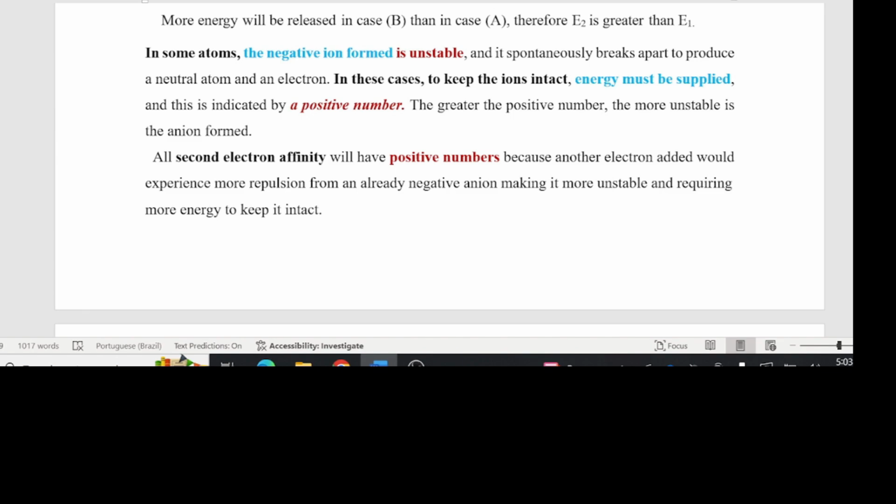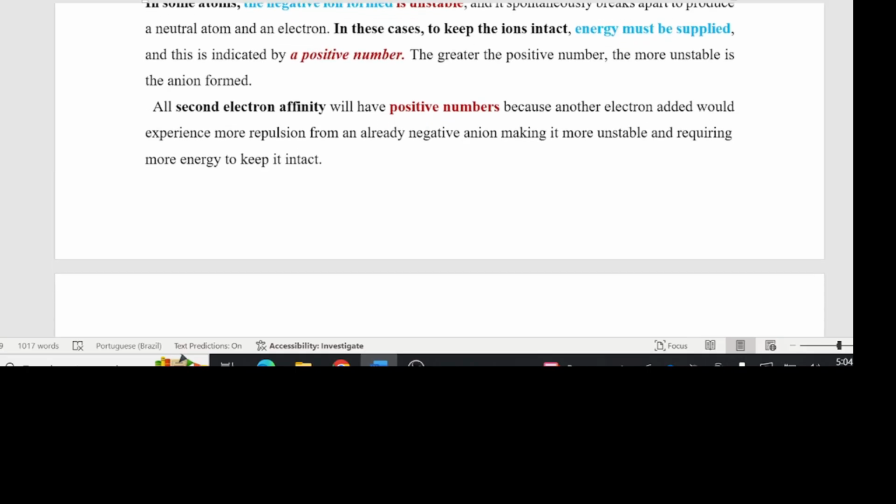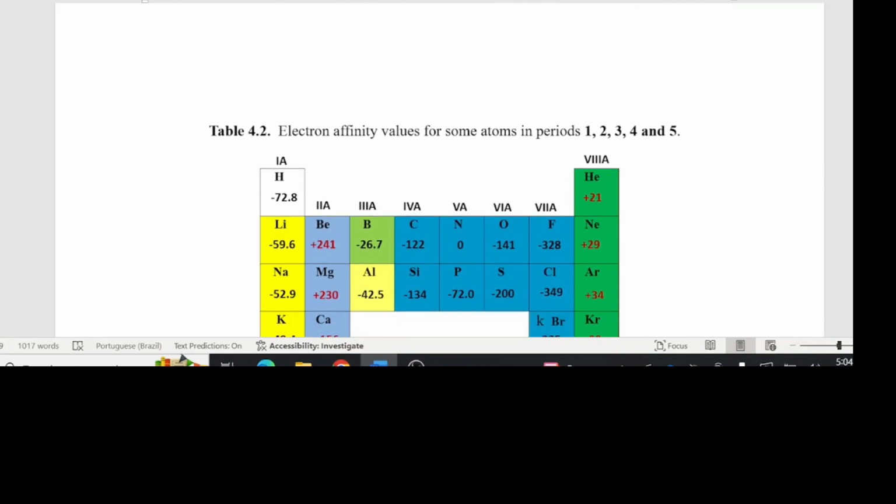Now there's something called second electron affinity. Our second electron affinity will have a positive number because adding another electron will experience more electron-electron repulsion from the already negative ion, making it more unstable and requiring more energy to keep it intact. In other words, let us say that bromine atom picks up an electron and forms a negative bromide ion. Because of that negative charge in the bromide ion, it's difficult to put another electron there, because the bromide ion is negatively charged and it will repel that electron that we're trying to put on there.